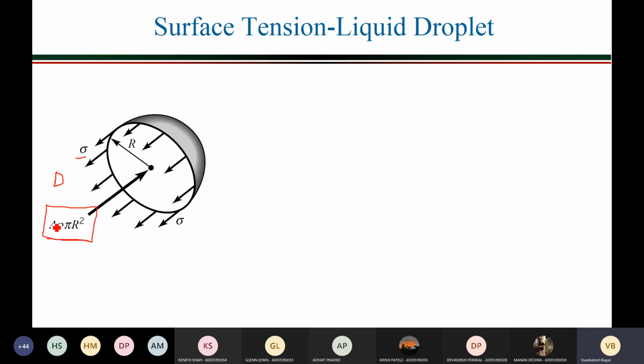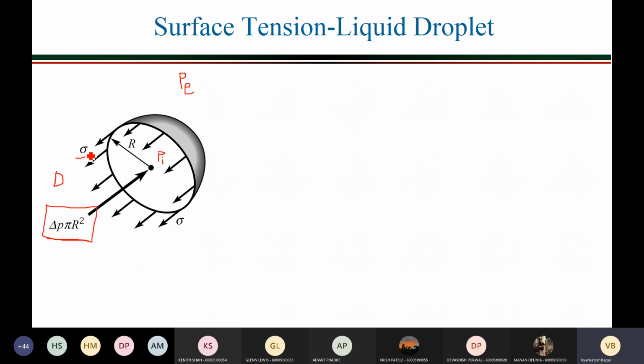Now, what is this pressure force? Pressure delta P, change in pressure, multiplied by the area on which it acts. So assume that there is some external pressure, let us say PE, from the outside, and there is inside pressure within the droplet. We'll call it PI. So this PI minus PE is nothing but your delta P, the change in pressure. So delta P into area on which it acts. So this force must be balanced by the surface tensile force.